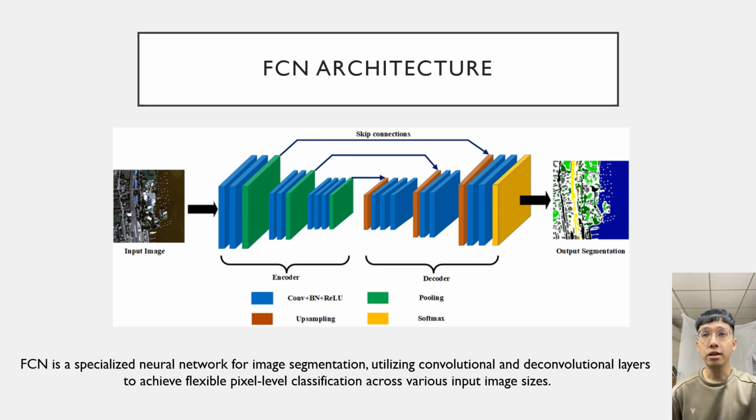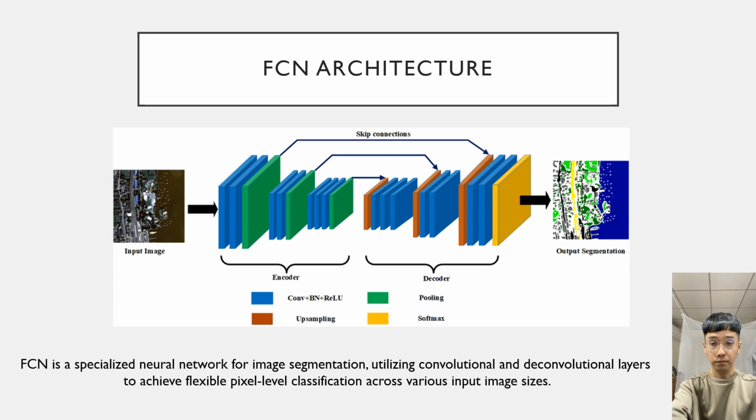As for the FCN's advancement, the evolution of FCN includes variants like UNet and DeepLab, each addressing specific challenges and pushing the boundaries of segmentation. So the conclusion is that the FCN's architecture revolutionizes image segmentation, providing a versatile and powerful tool for diverse applications, marking a significant leap forward in the field.